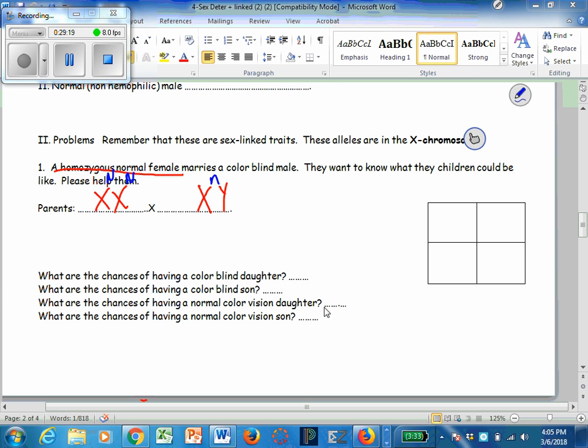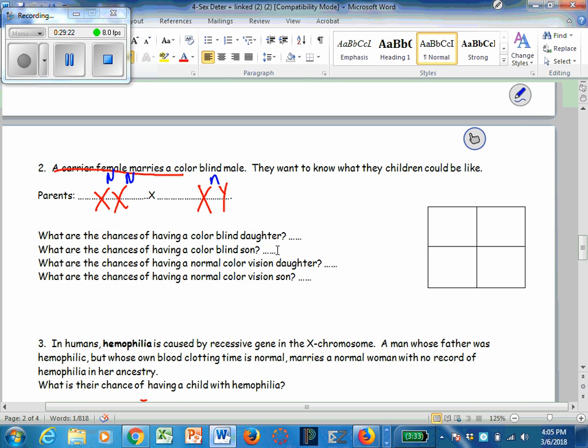Last one. I know this is getting long. We're going on 30 minutes here. Okay, number 2. And of course, if this makes sense, you can kind of work ahead. But a carrier female, so let's think about that. So it's a female, XX. She's a carrier. She's still normal, so she's X big N, X little n. Normal, but a carrier, all right?